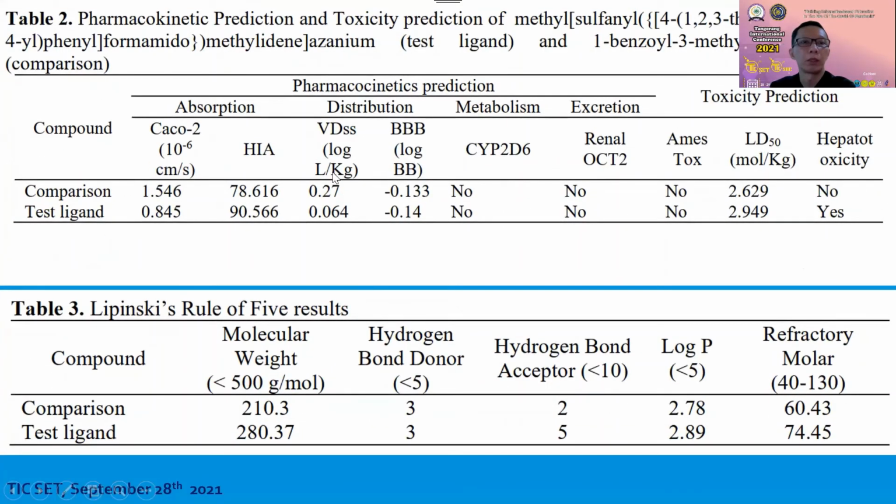And then we get the pharmacokinetic prediction. We use parameters such as Caco-2, HIA, and others, and for the Lipinski rule of 5 we get 2. Comparing the comparison compound and the test ligand, I think they are almost similar. I think they fulfill the pharmacokinetics and the Lipinski rule of 5.